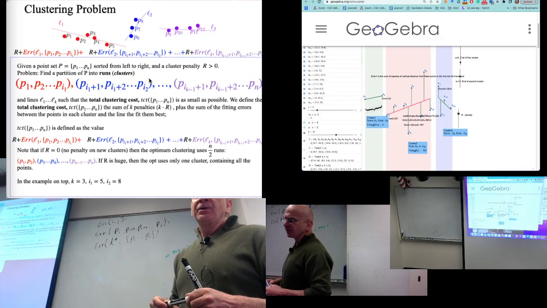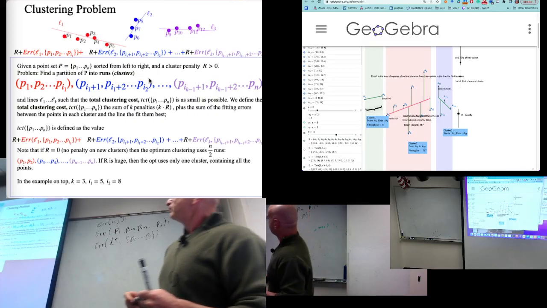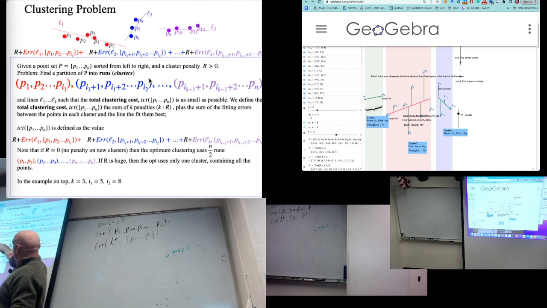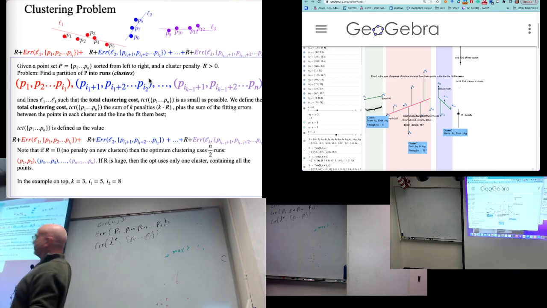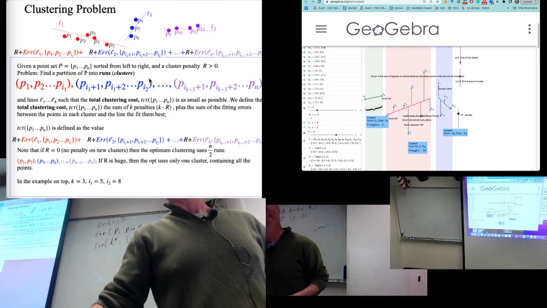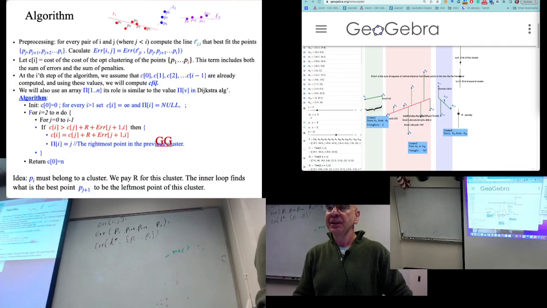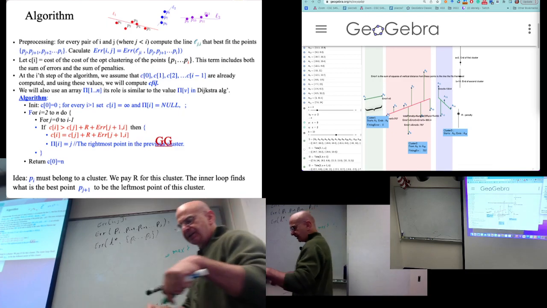I didn't say anything about the algorithm yet, I just said that here is the notation that we are going to use. What is the total fitting price that we are paying? It is R for every beginning of a cluster plus the error for the cluster itself. And it's up to us to decide how many clusters, and it's up to us to decide where, in which indices i and j, they start and stop. So how will this algorithm work? So there is a pre-processing step.